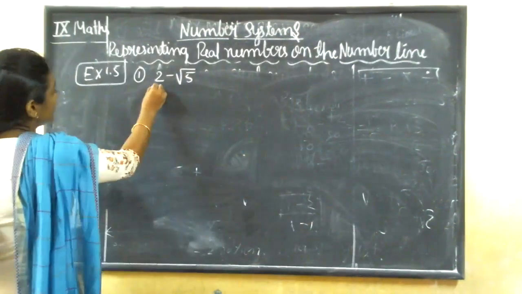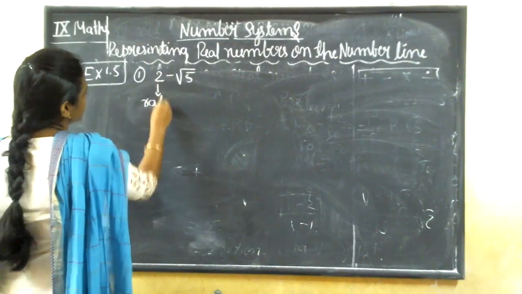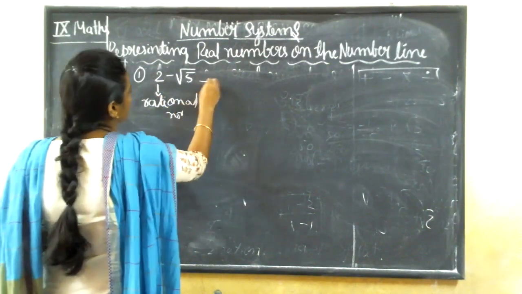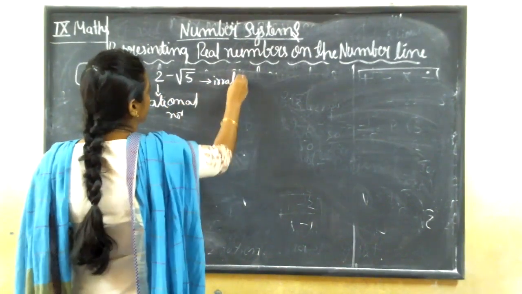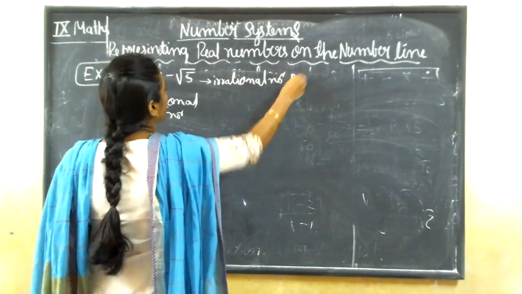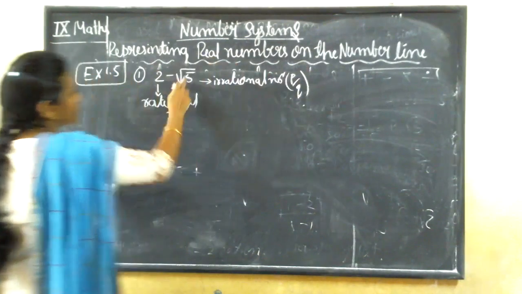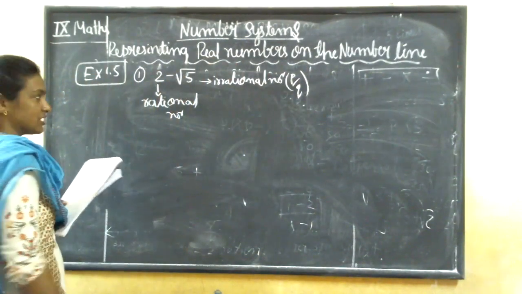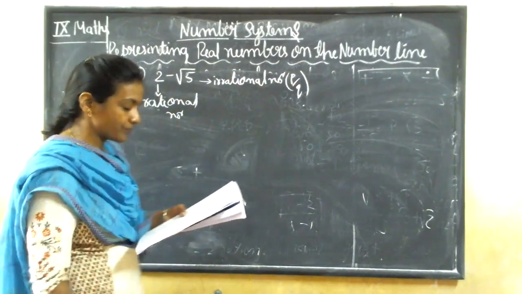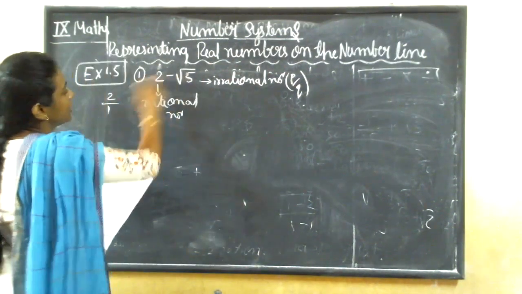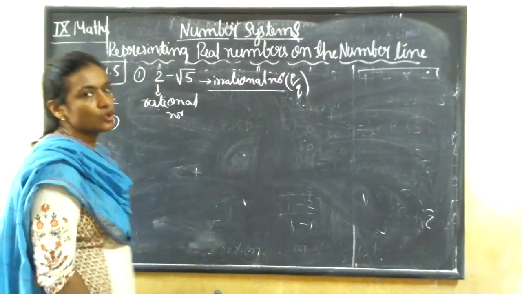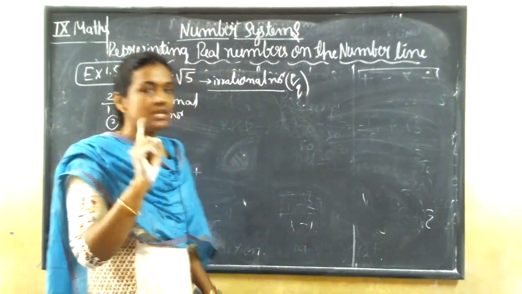Here, 2 is a rational number. As we all know, root 5 is an irrational number, because you cannot write this in the form of p by q. And 2 is rational, because you can write it in the form of p by q. So the total value here is an irrational number. 2 minus root 5 is an irrational number.